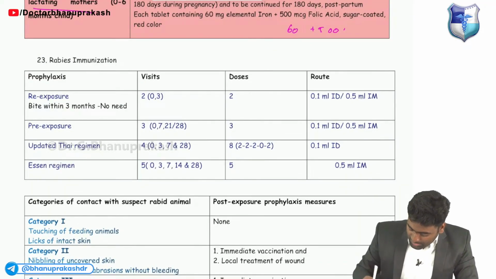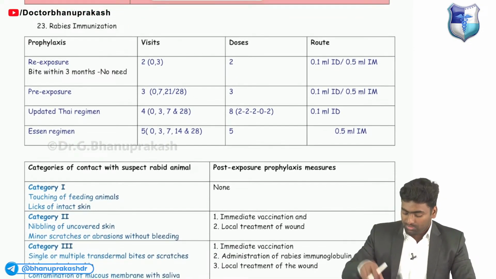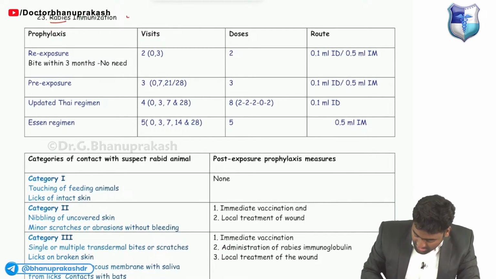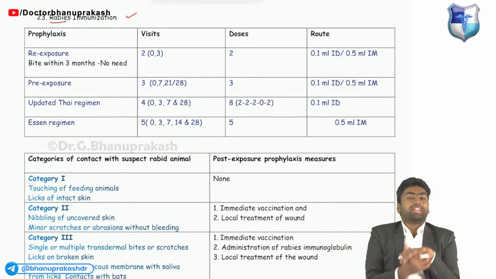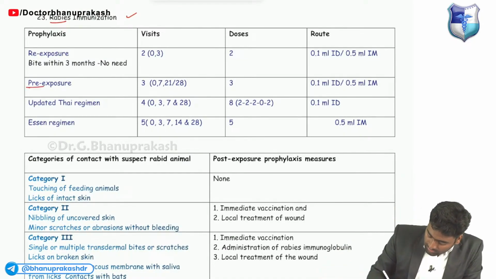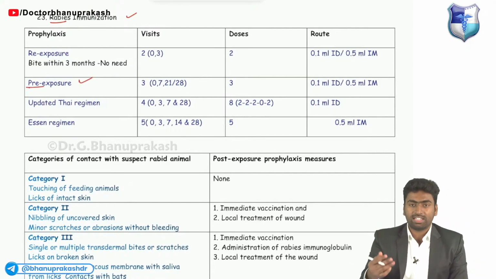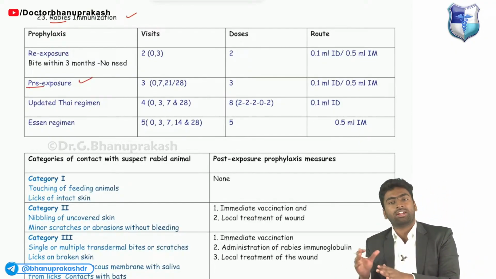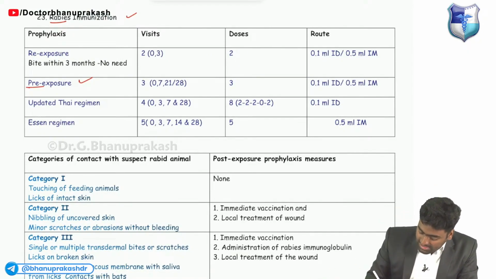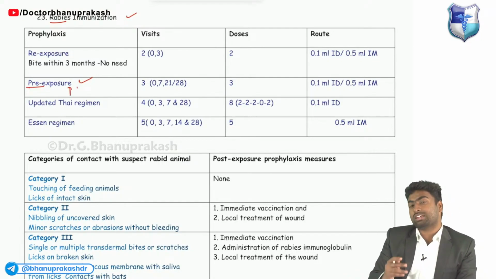Next is rabies immunization. Okay, we are about to conclude this PSM part. See about rabies immunization. Remember, first you need to know the different types of rabies immunization. Let's say you have a pet, or your friend or your sister is a veterinary clinician. They have the highest risk of exposure to rabies, so they will be doing pre-exposure vaccination.